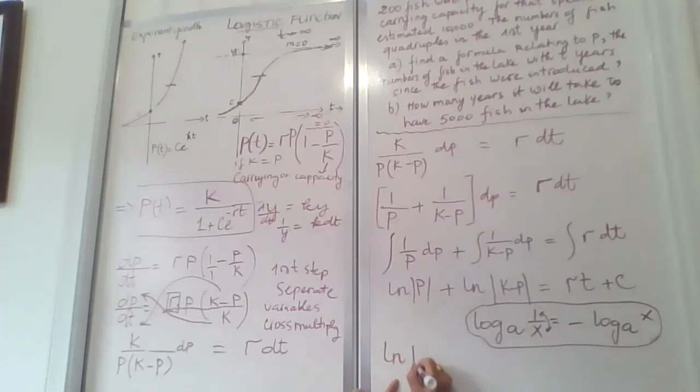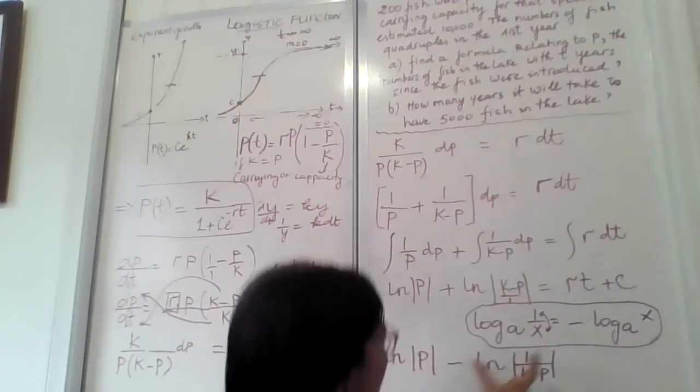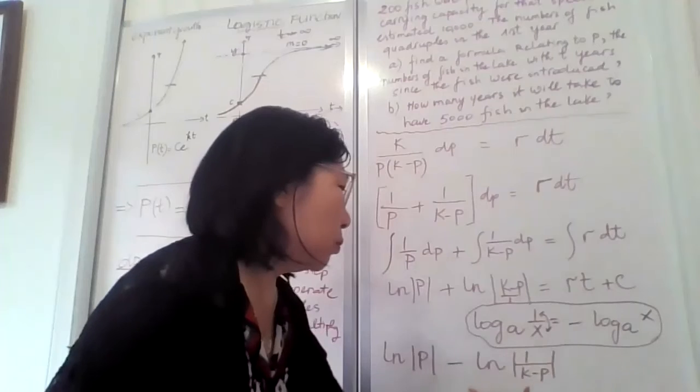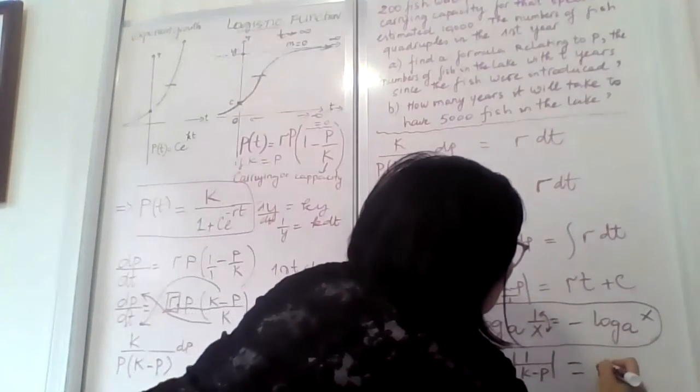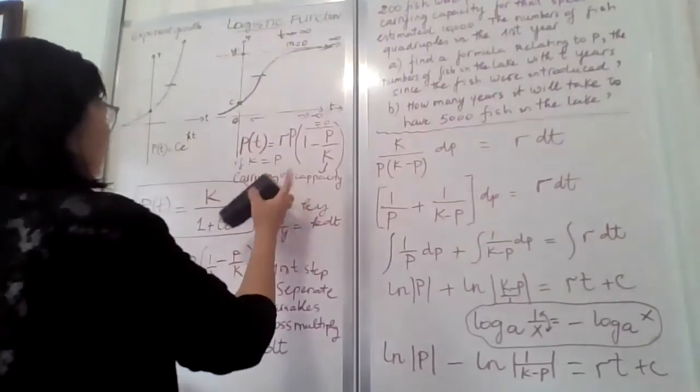So this will become ln of p, adding with ln of, and instead of adding, I change it to minus, right? Minus ln, instead of k minus p, it will be 1 over k minus p, right? We have to inverse the fraction, right? So this k minus p over 1 becomes 1 over k minus p. So we just apply the logarithmic rule like here. And on the right hand side, we still have rt plus c. Now I'm going to need some more room in here. So I'm going to erase this.